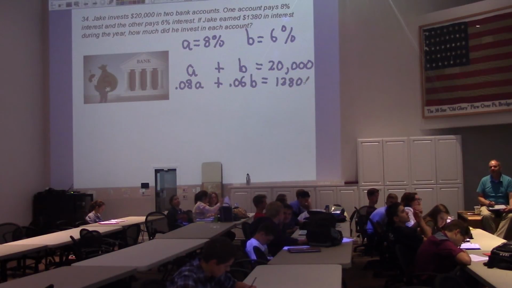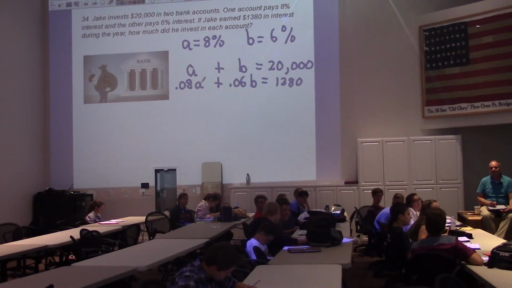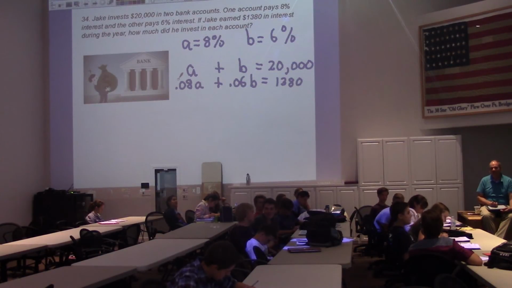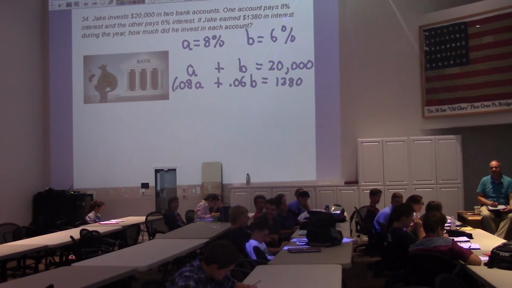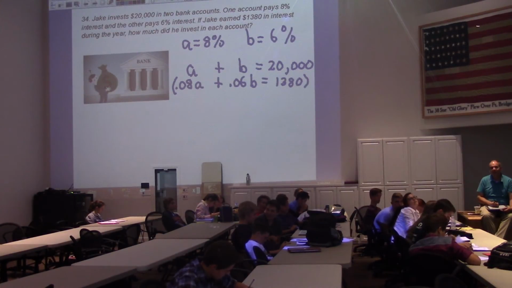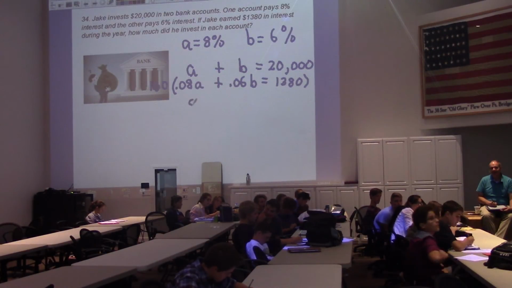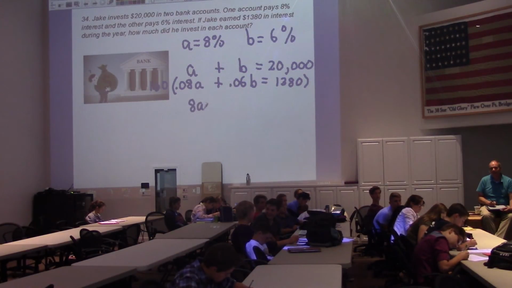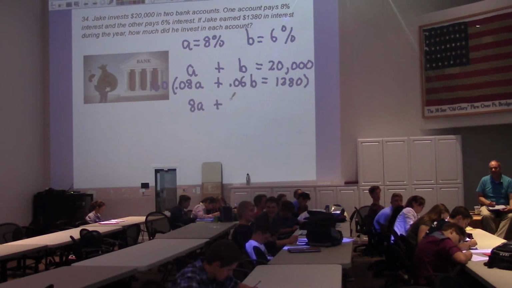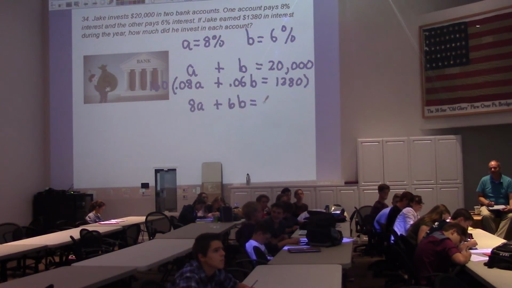Now, are you guys big fans of decimals? No. Actually, I am not. I prefer whole numbers. So, remember our decimal trick from chapter 2? I'm going to multiply this whole row by 100 to get rid of the decimals, okay? So it's going to be 8A plus 6B equals 138,000.